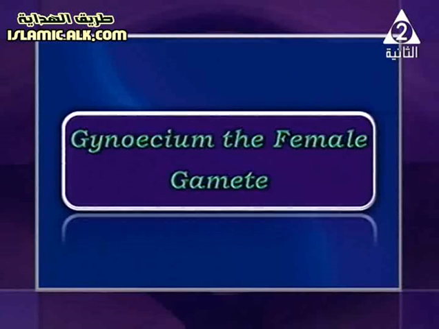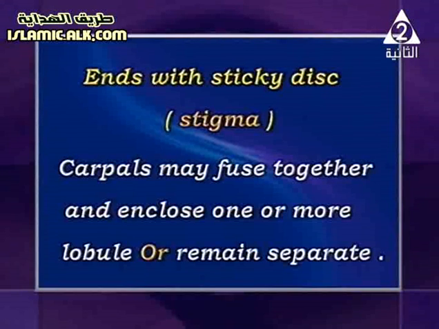And the gynoecium consists of ovary, style, and stigma. It ends with a sticky disc, which is called the stigma. Each unit of the female reproductive organ is called a carpel. And each carpel itself consists of 3 main parts: the ovary, and after that the style, the long part, and this long part carries a sticky disc, which is called the stigma. Carpels may fuse together, or they may remain separated.